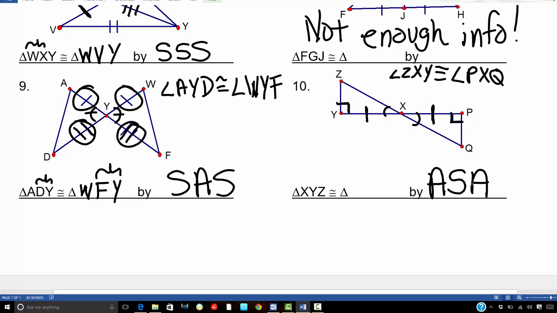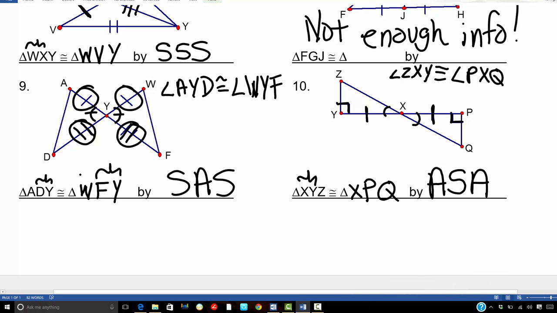Please let me know if you're having trouble distinguishing between ASA and AAS. Those are the 2 that are mixed up the most often. So our congruent statement, angle X is congruent to itself. And then segment XY is written next. So segment XY is congruent to segment XP in the other diagram. And then point Q comes last.